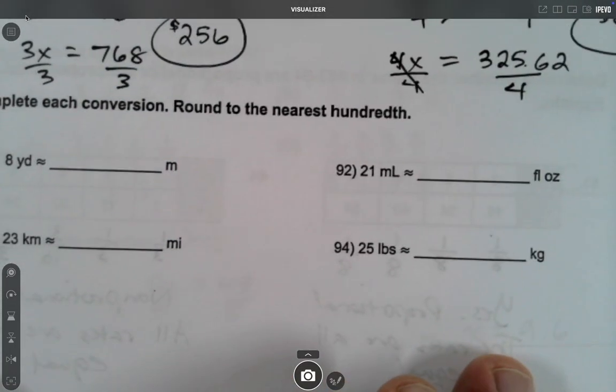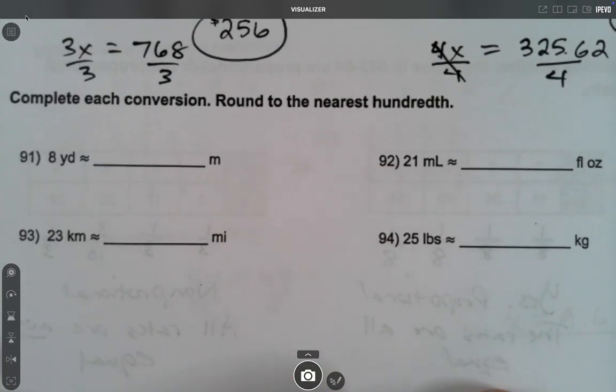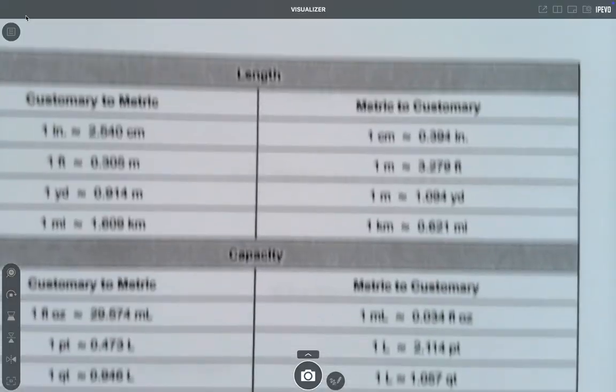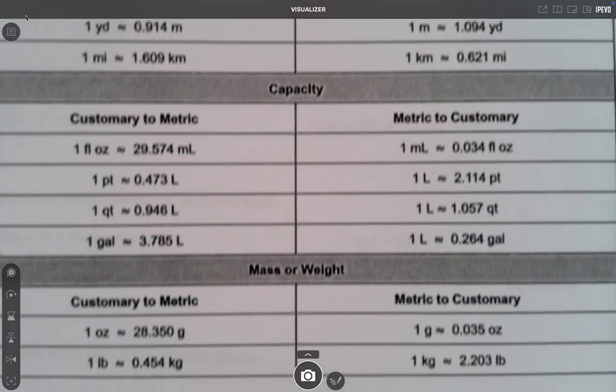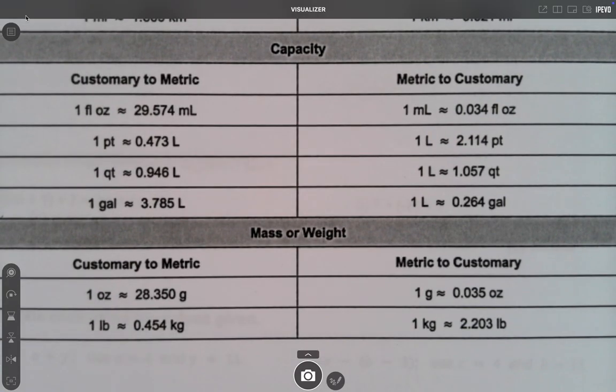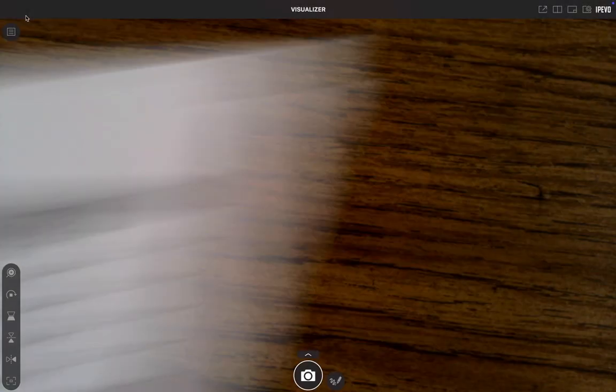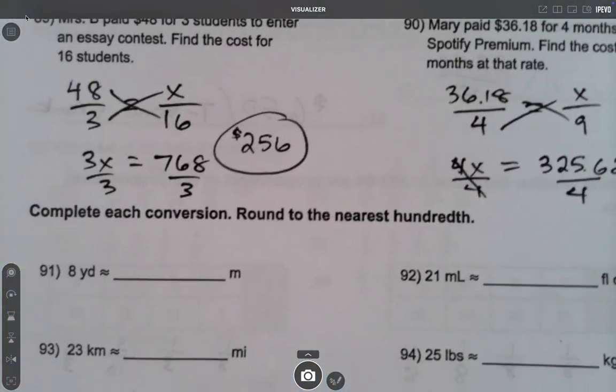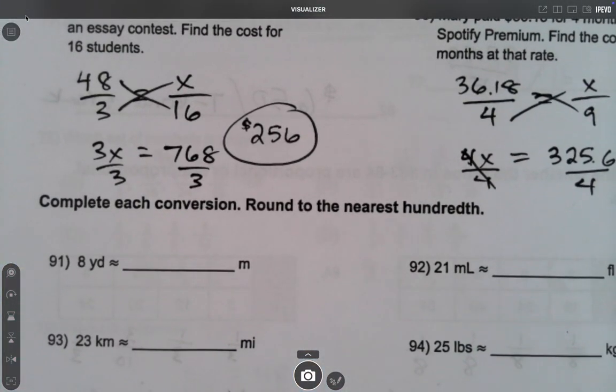For our last 4, we will have to use the conversion, and we are allowed to use this table over here. And this table will be provided for you for any questions that require conversion of this type. So first, they ask us to convert yards to meters. In fact, I've got another copy of that, so let's just do that.